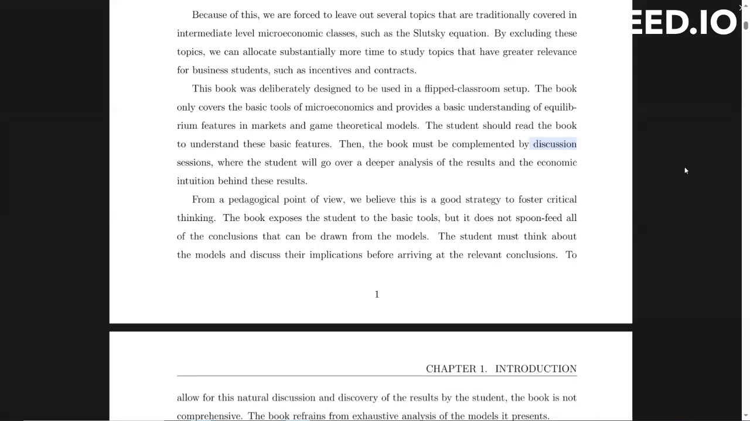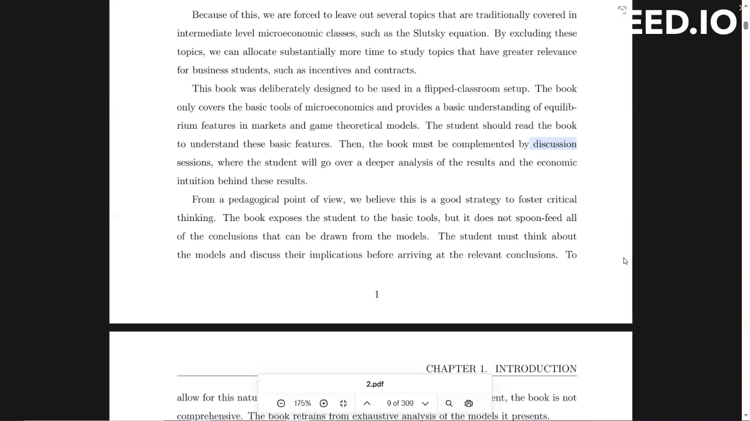By excluding these intermediate topics, we can allocate substantially more time to study topics that have greater relevance for business students, such as incentives and contracts. This book was deliberately designed to be used in a flipped classroom setup. The book only covers the basic tools of microeconomics and provides a basic understanding of equilibrium features in markets and in game theoretical models. The student should read the book as we go to understand these basic features.